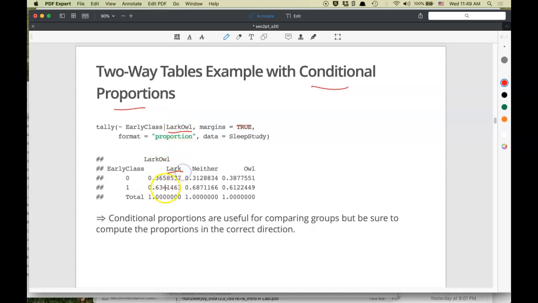So among the larks, what proportions have early class? 0.63. Among the owls, 0.61 have early classes, and 0.68 or 0.69 overall. All right, so we're conditioning. So the column that we're looking at, the group that we're looking within, comes after. You can read this vertical bar as given. What's the proportion or chance of having an early class given you're a lark or given you're an owl? So they're useful for comparing groups, but be sure that you're computing in the correct direction.